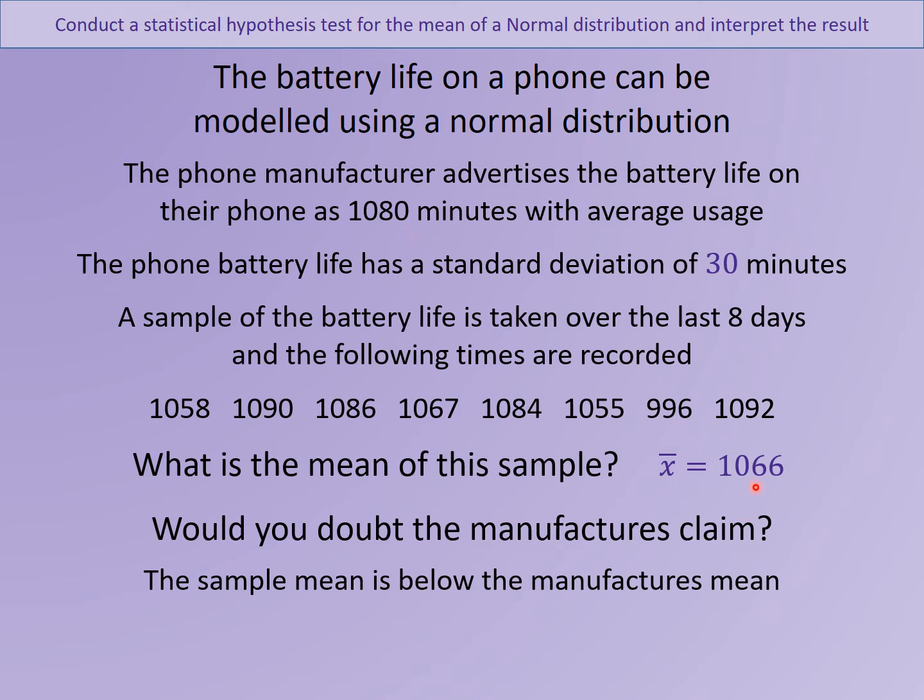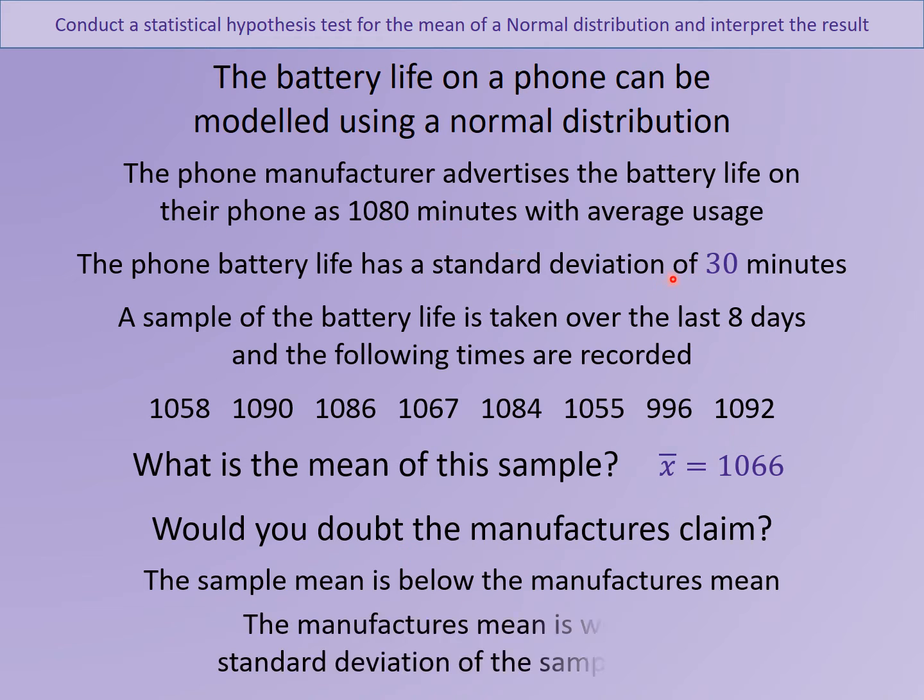But how far below is it? Well, it's only within one standard deviation. In fact, it's quite a lot higher than one standard deviation below the mean. It's not massively below what the company are actually saying. So although it is below, it's not really that far below, and it's certainly still within one standard deviation, as you'd expect about 2/3 of the phones to be.